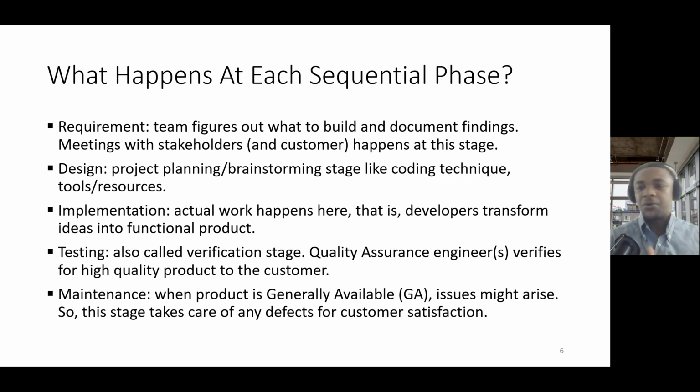And after that, the product is shipped or made available to the market, which is the general availability, right? The product is shipped, people begin to use it.